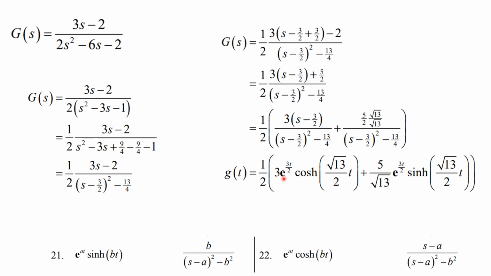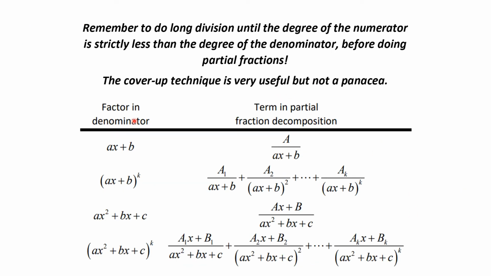of 3/2 t, cosh square root of 13 over 4 t, and then I'll go over to this one. I will pull out the constant, which is 5 square root of 13. I will take the inverse transform, and I will get e to the 3/2 t times the hyperbolic sine of the square root of 13 over 2 t. There is my solution. Now the next example is going to use partial fractions.